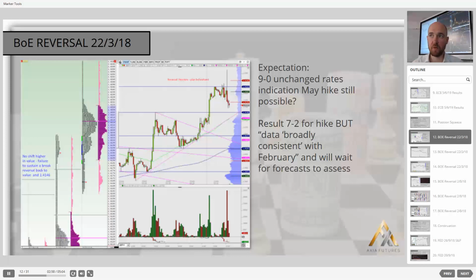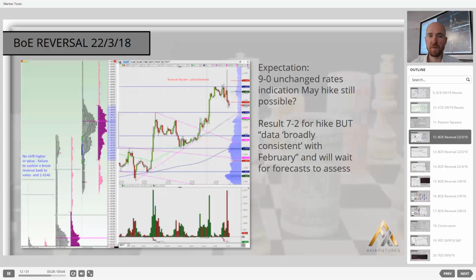The result is that you get a 7-2 vote for a hike. So 2 people voting for a hike. However, the interpretation side of this trade is that they add the information that data is broadly consistent with February. So whilst 2 people are voting for a hike, currently data hasn't changed, and so therefore there is no reason to believe that they are likely to hike rates anytime soon. It is just a couple of members.